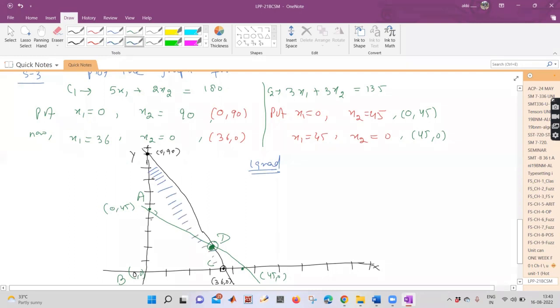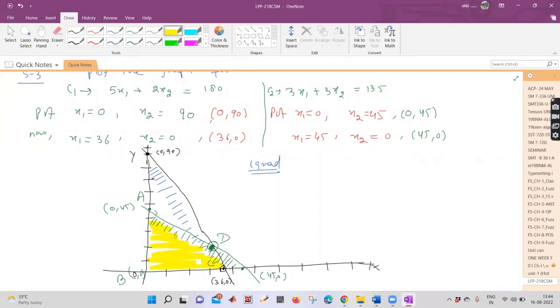This is my another line. Again, I need only the first quadrant, so every region below this line. So the feasible region, where my solution would lie, would be this region. Pretty obvious. So where are my corner points? I have one corner, another corner, another corner, another corner.